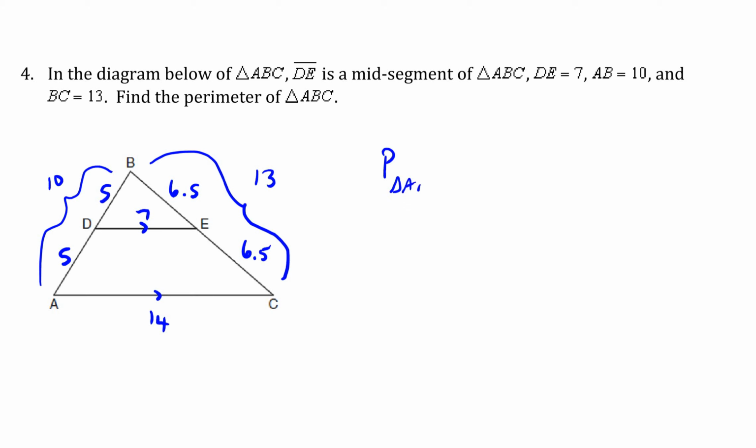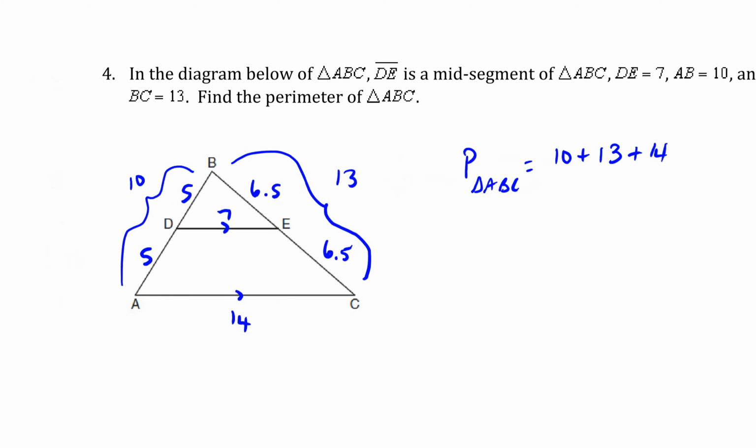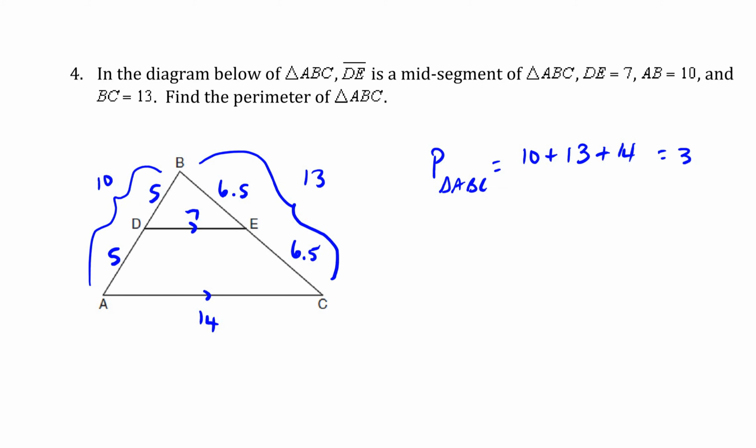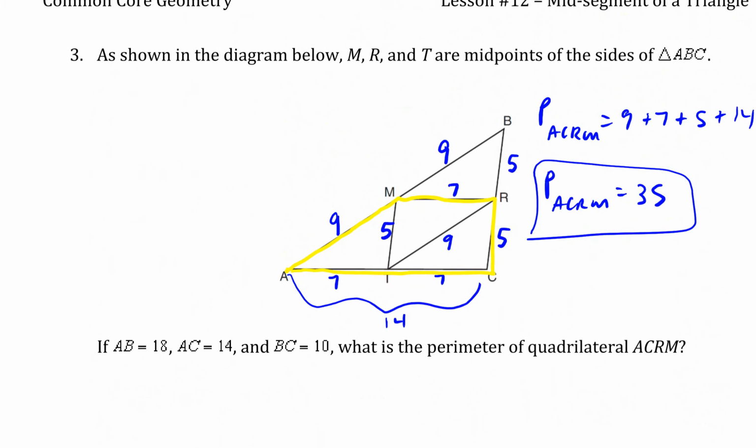It wants us to find the perimeter of triangle ABC. So from A to B is 10, from B to C is 13, and from A to C is 14. So I actually didn't even need to find all the little pieces. So that's going to be 37. I could have asked you to find the perimeter of triangle DBE. I could have even asked you about angles and all that stuff, but all that is in the lesson.